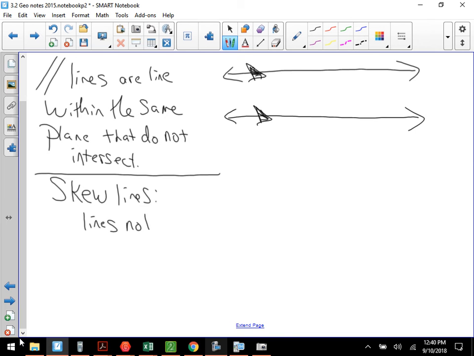Lines not in the same plane that will not intersect. Okay, it's really simple. Just because we talk about this idea of what's called parallel, I also want to bring up the idea of what's called skew, just so that way we have another term for things.